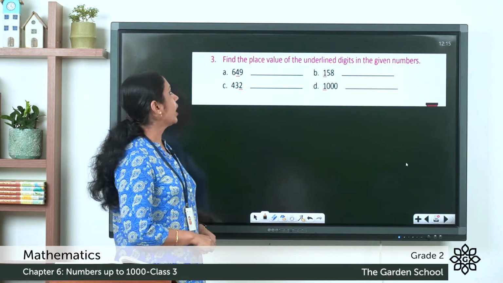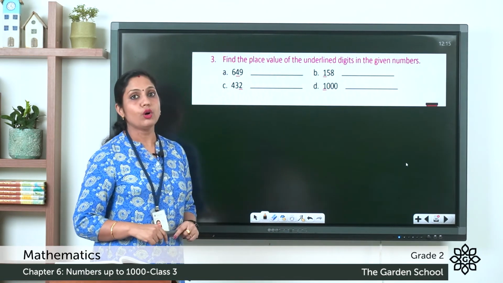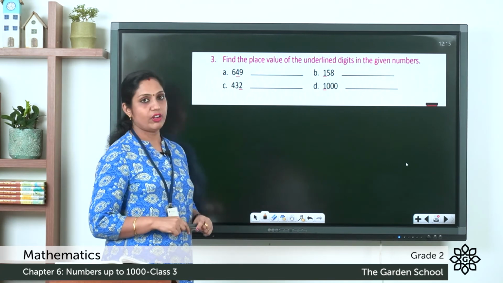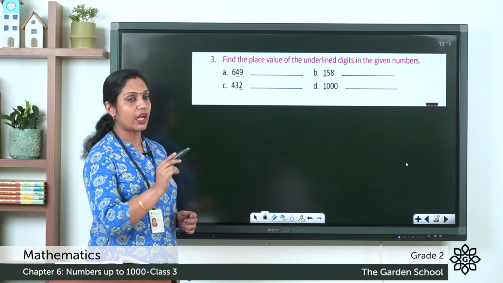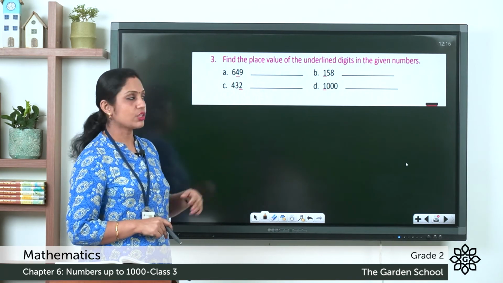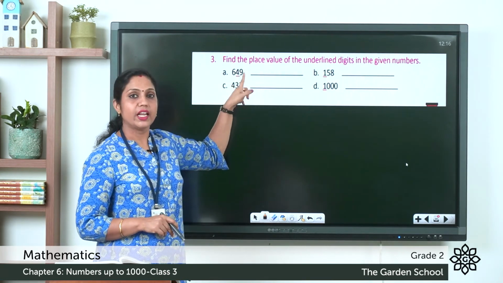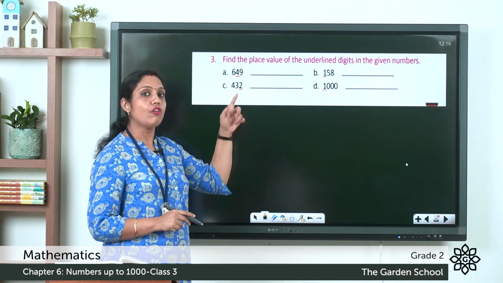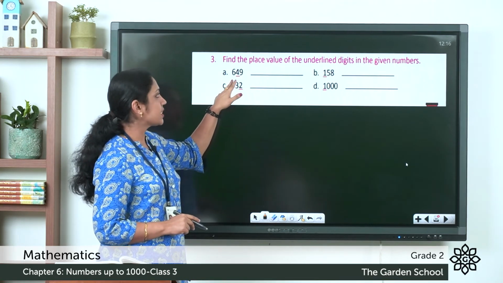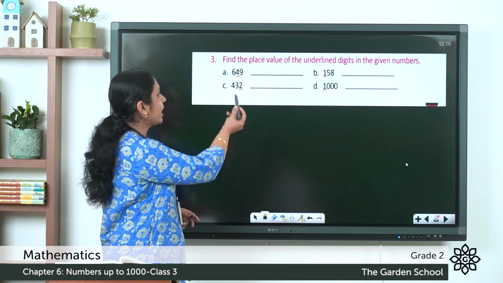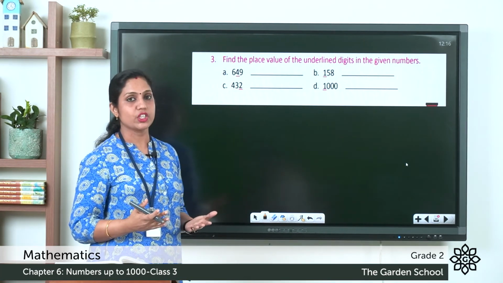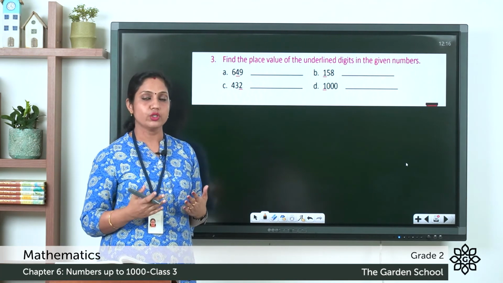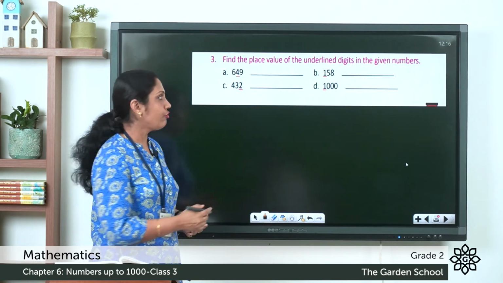The third question you have: find the place value of the underlined digits in the given number. So the numbers have been given and we have to find out the place value of the underlined digit. So in the first one you have 649 and we have to find out the place value of 4 there. So in the number 649 we can count it as ones, tens, hundreds. So 4 comes in the tens position. So we can say that 4 into 10, so the place value is 40.